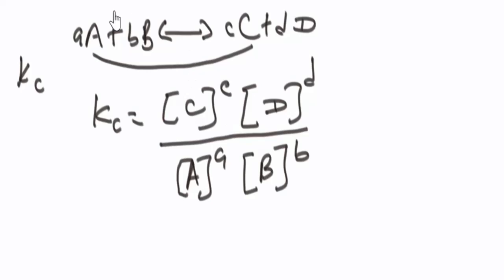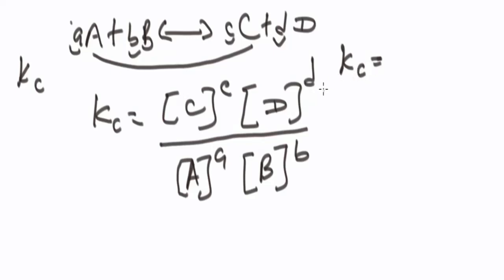So these small letters here are the coefficients of the reactants and products. Basically, the law of mass action is the ratio of the products to reactant concentrations raised to their coefficients in the balanced chemical equation. Note again that Kc, the equilibrium constant expression, does not have a unit.